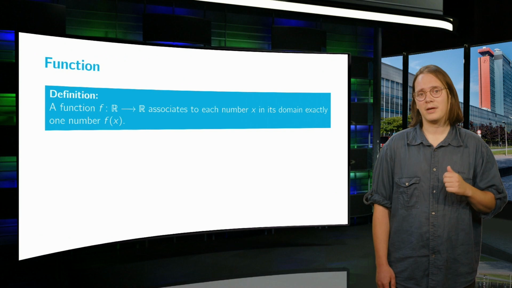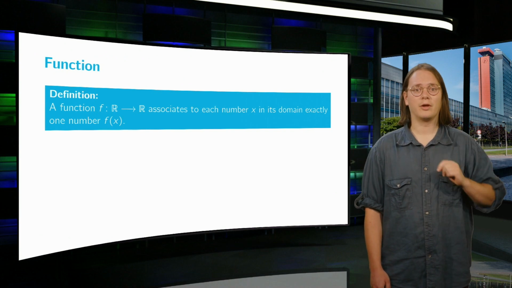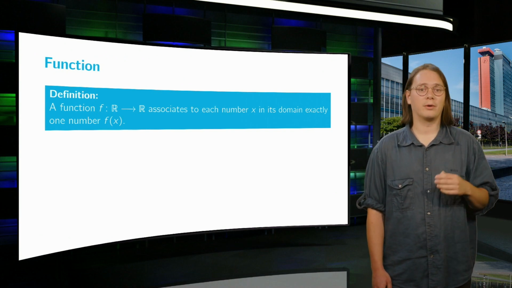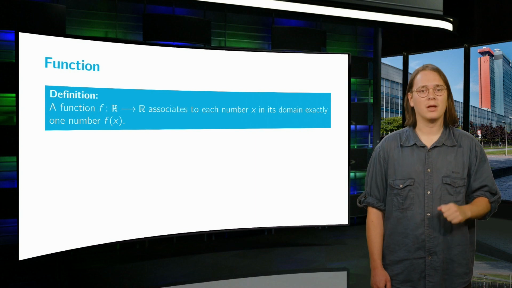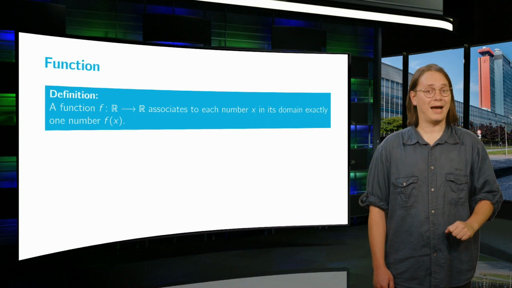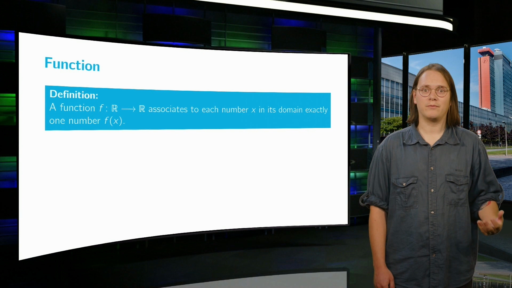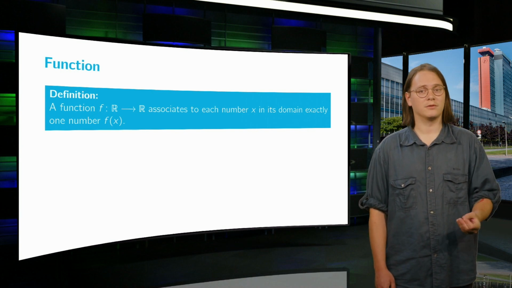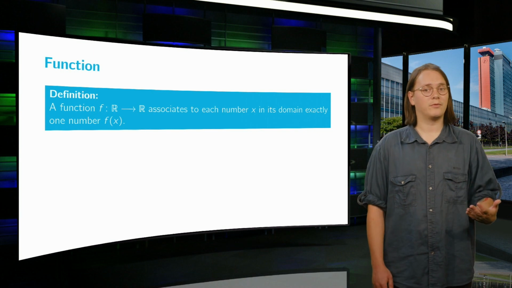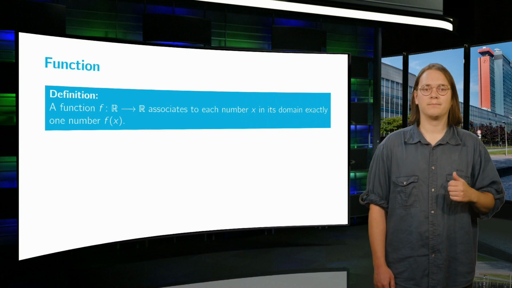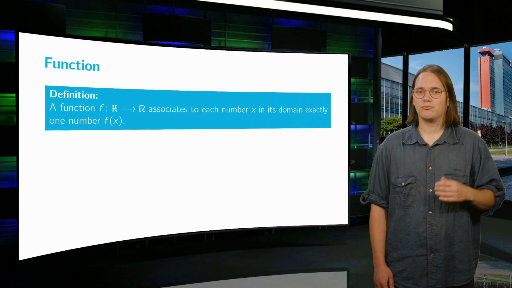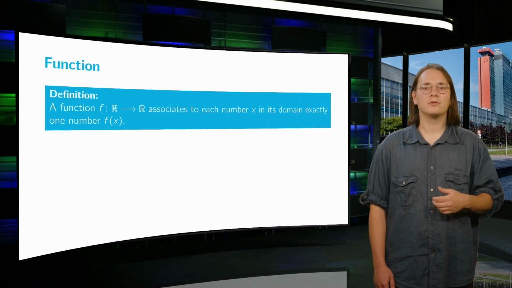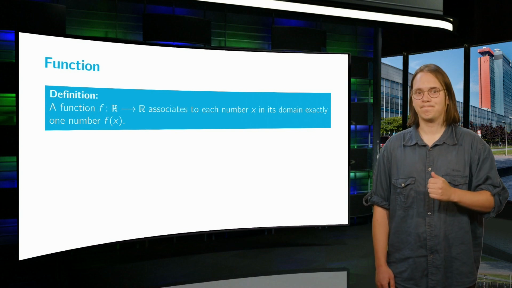A function f associates exactly one real number f of x to any real number x in the domain D. We call the number f of x the output value associated to the input value x. Another name for output value is function value, and another name for input value is value of the variable. The domain D is just all the possible input values and shall be discussed later on.